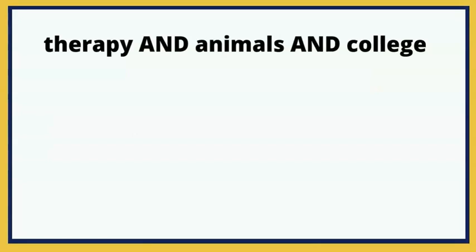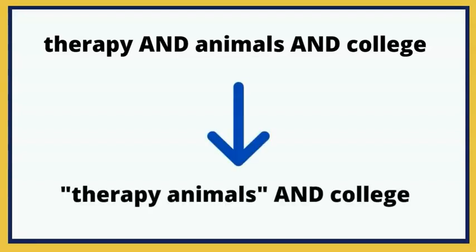Using the sample search from Part 1 of this series, we are searching for therapy and animals and college. You could alter your search to search for therapy animals as a phrase instead of two separate keywords, altering your search to "therapy animals" and college. This will be a much narrower search since you are now telling the database to find results that only contain the exact phrase therapy animals and the keyword of college.